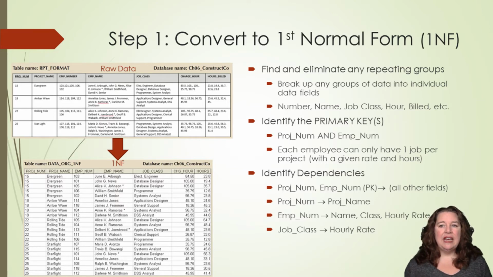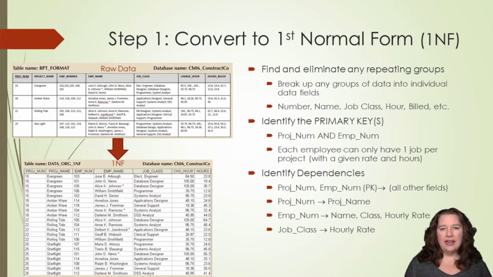We can see now that we could do our employee name, our employee number, our job class, charge per hour, and hours billed, break those into individual fields, and just duplicate our project number and our project name for each one of those. As opposed to trying to combine data like they have done here, we actually want to repeat those groups for this stage. And we're going to end up with project number and project name repeated.